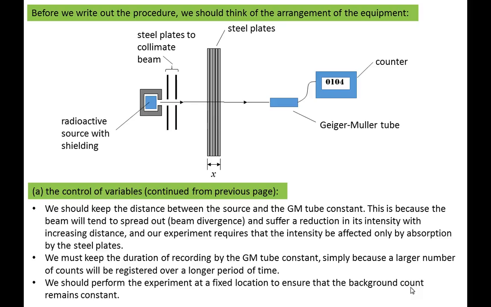You should try to perform the experiment at a fixed location so that the background count stays constant. You don't perform the experiment in an indoor environment, and then do it somewhere else. The radiation coming in through the ceilings and the windows will be different.